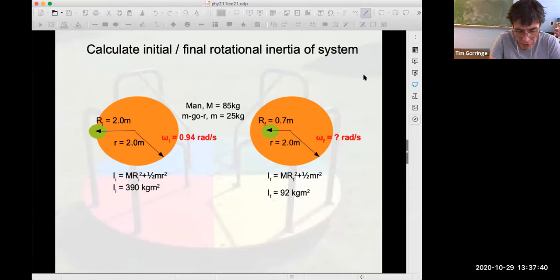Okay, so the first thing I did is not to immediately apply angular momentum conservation to find the final speed of the merry-go-round. We are going to do that, but the first thing I've got to do is a little initial work to find out the moment of inertia of the merry-go-round, initially with the man far from the axis of rotation, and finally with the man closer to the axis of rotation. So I try to draw those two situations here.